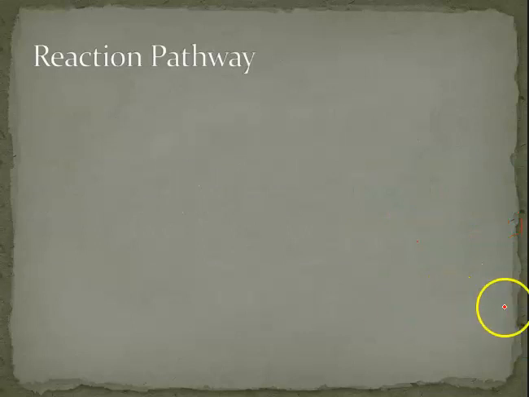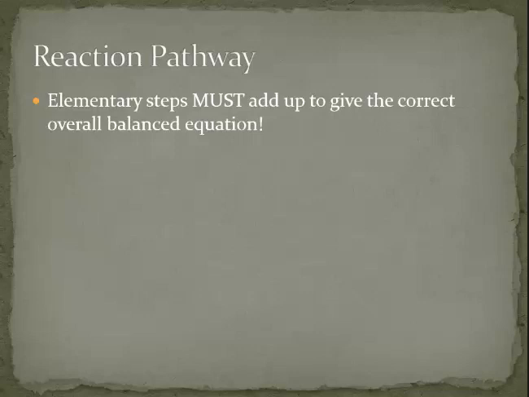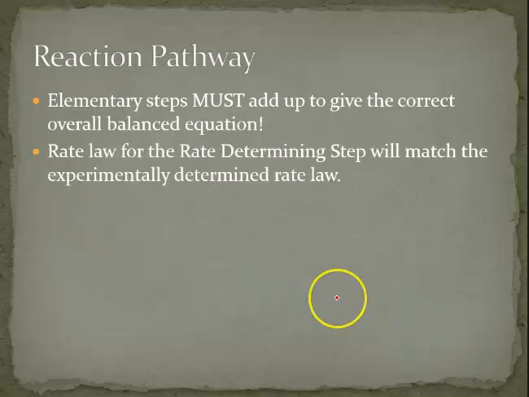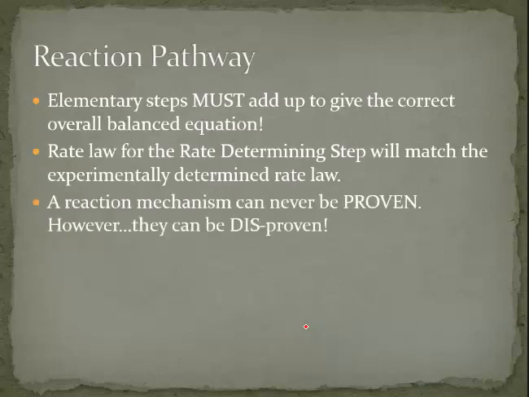All right, last slide. Your elementary steps have to add up to give the correct overall balanced equation. So if you're looking at a mechanism, one of the first things to check is whether these all add up. Your rate law for the rate determining step will always match the experimentally determined rate law. So if you have an experimentally determined rate law and it doesn't match any of the steps of the proposed mechanism, that would also mean your mechanism is junk. It is no bueno. And last little thing, just remember, mechanisms can never be proven. We can disprove them, but we can never actually prove them.